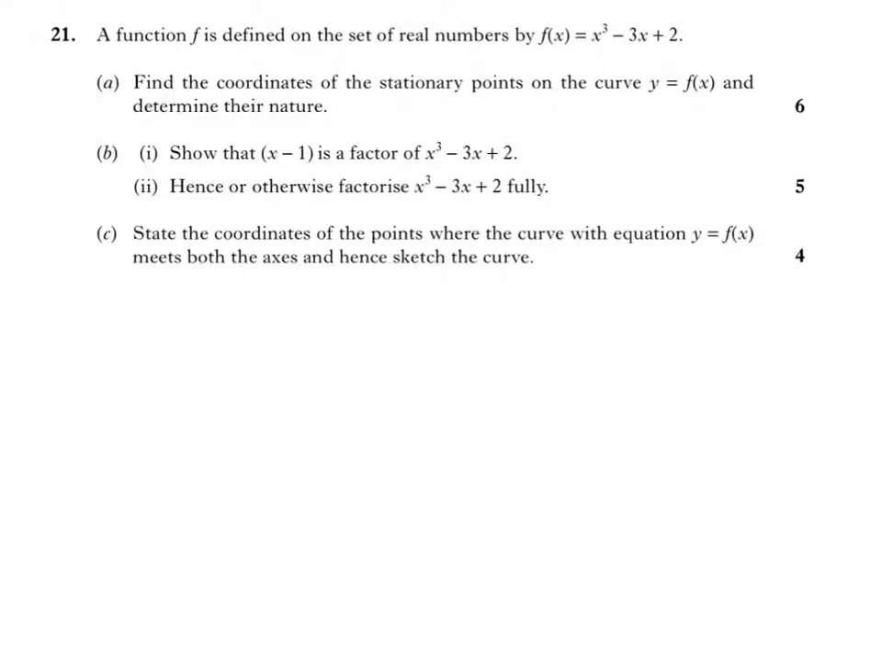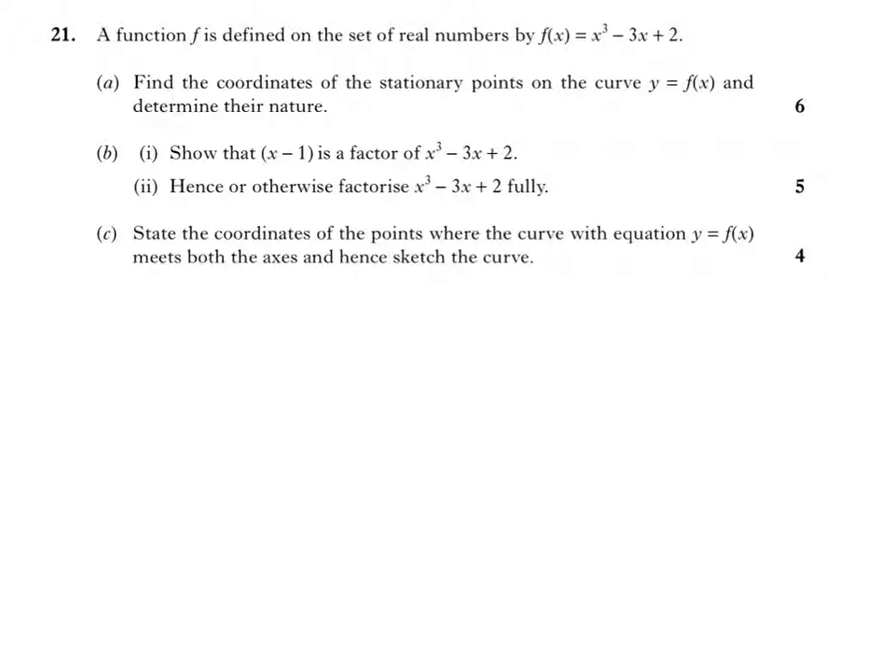Section 10, question 4. A function f is defined on the set of real numbers by f of x equals x cubed minus 3x plus 2. Part A, find the coordinates of the stationary points on the curve and determine their nature.